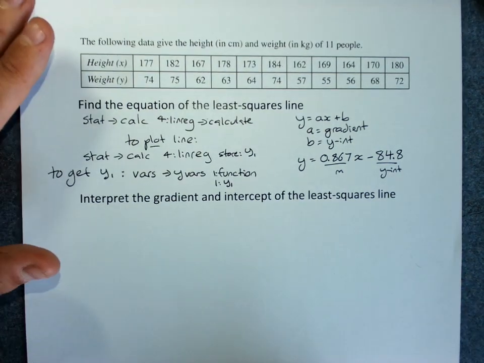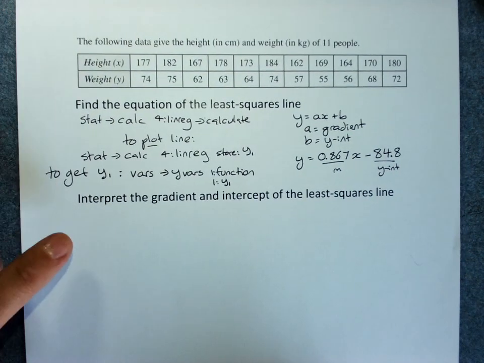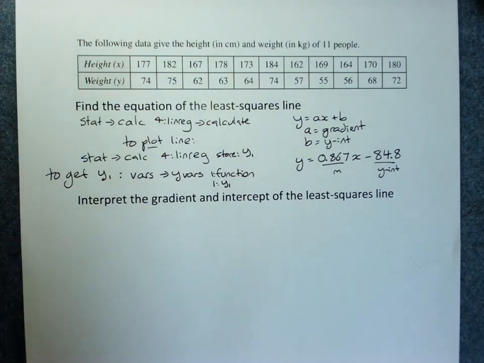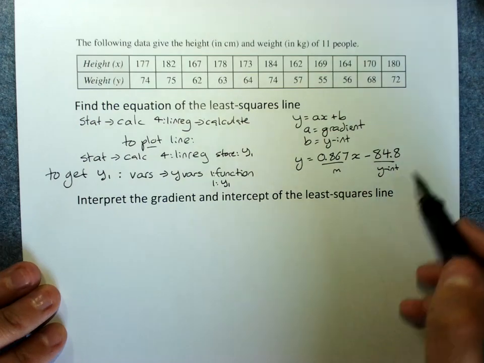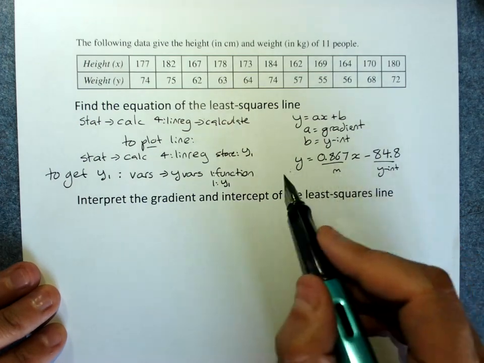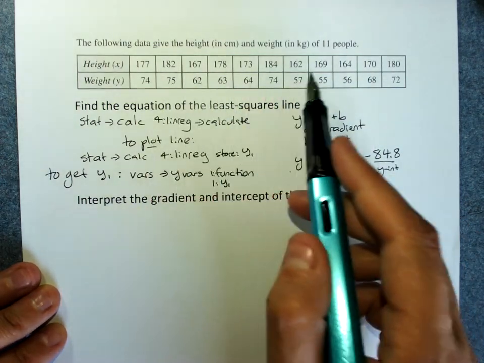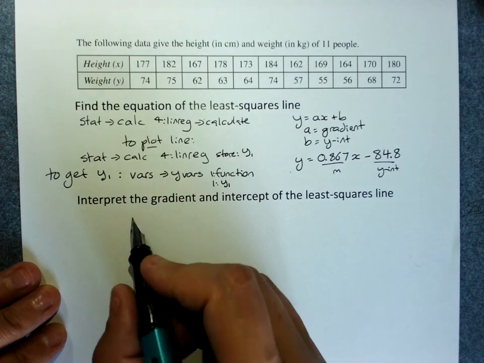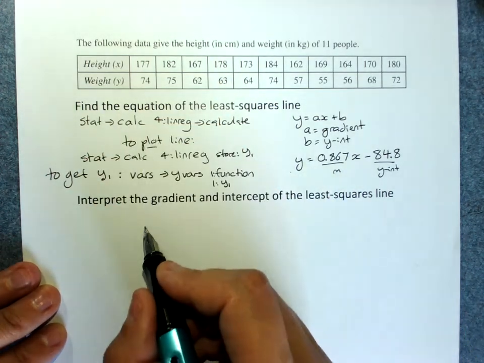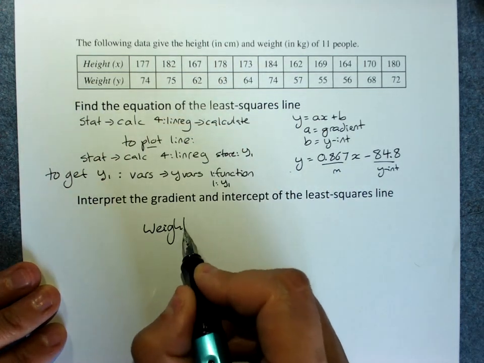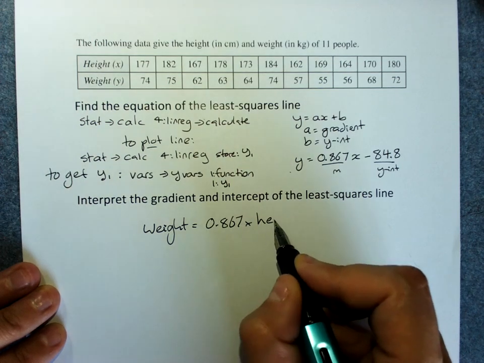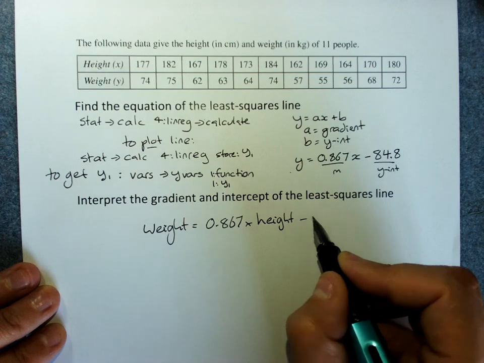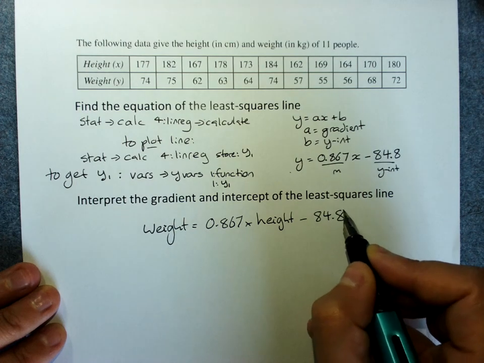So that is how to find the equation. You might be asked to either interpret the gradient and intercept or to write the equation of the line with, instead of y and x, the variables that you're using. So y was weight. Weight equals 0.867 times height, or x, minus 84.8.